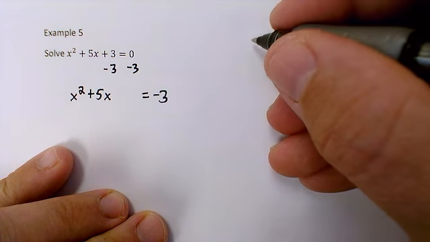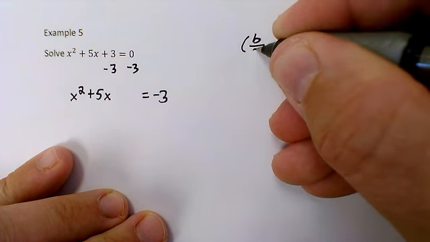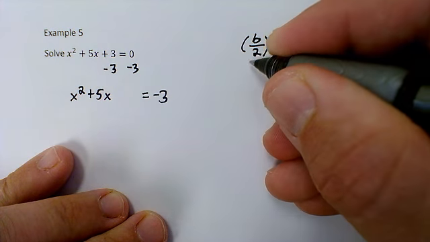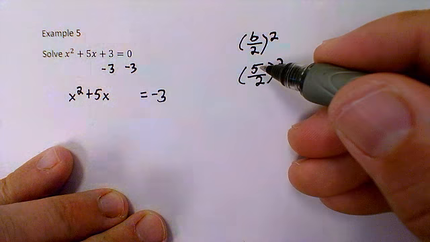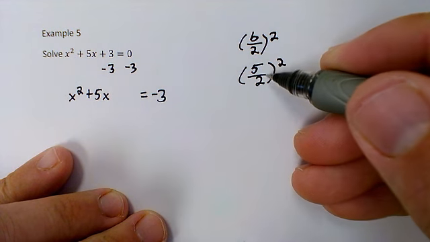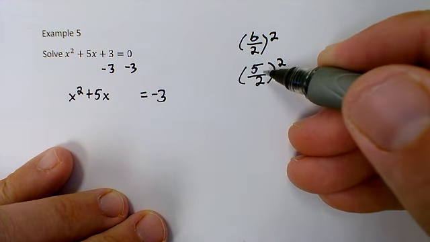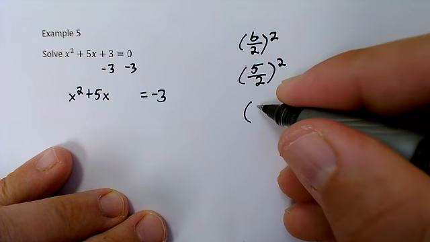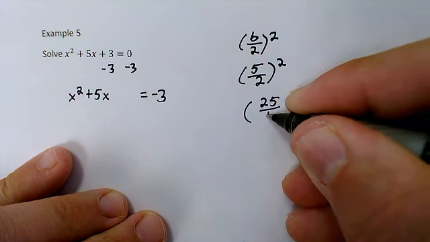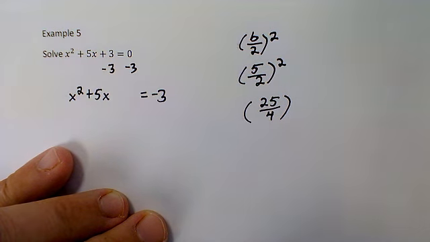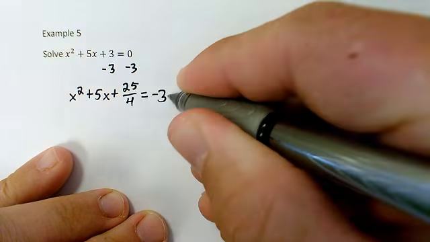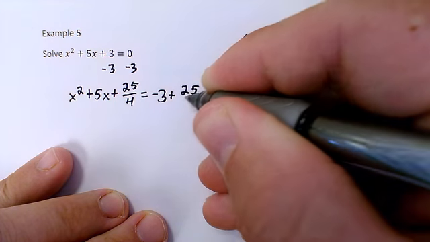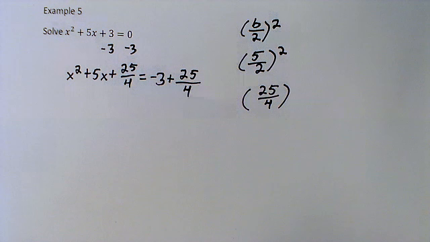What I'm going to do now is the b over 2 squared part, which is going to be 5 as my b value, divided by 2 squared. I cannot divide 5 by 2, and that's actually simplified, so I'm just going to go ahead and square both of those. So 25 over 4 is what I'm actually going to be adding to both sides. Plus 25 over 4, plus 25 over 4. Have to do it to both sides, or else you've messed up the problem.